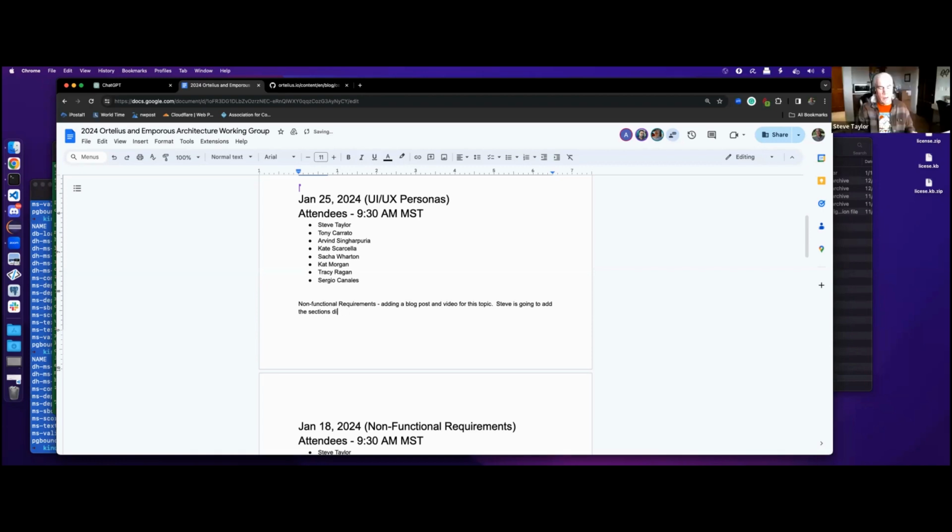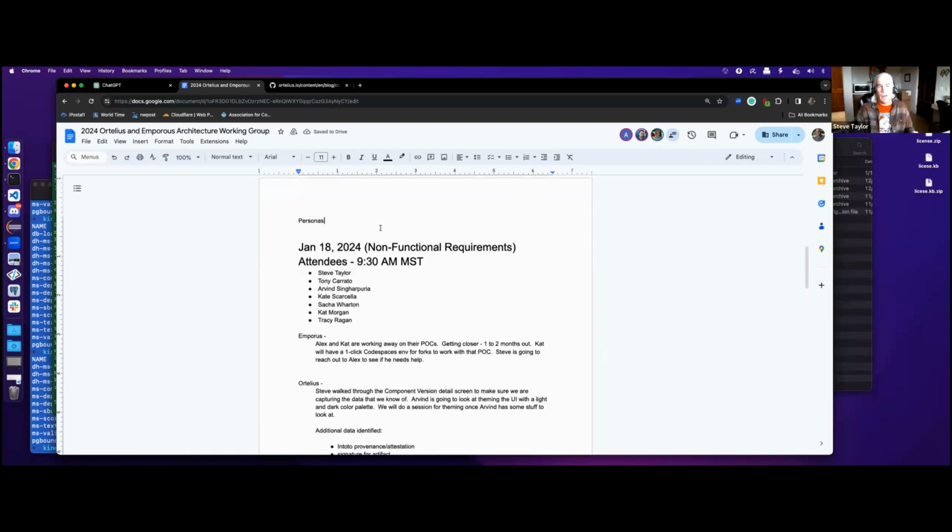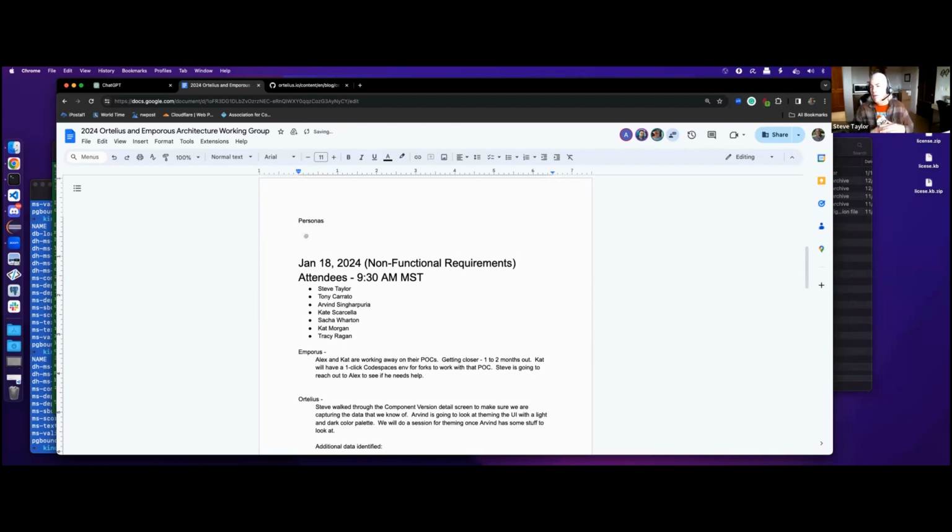And today we're going to talk about the different personas that we want to make sure that the UI UX addresses. So who wants to start? Has anybody ever done personas before? Yeah, I have. Kate, I know. I figure, Kate, you have. Yeah, Kate, you have, I have. Why don't you go ahead, Kate?